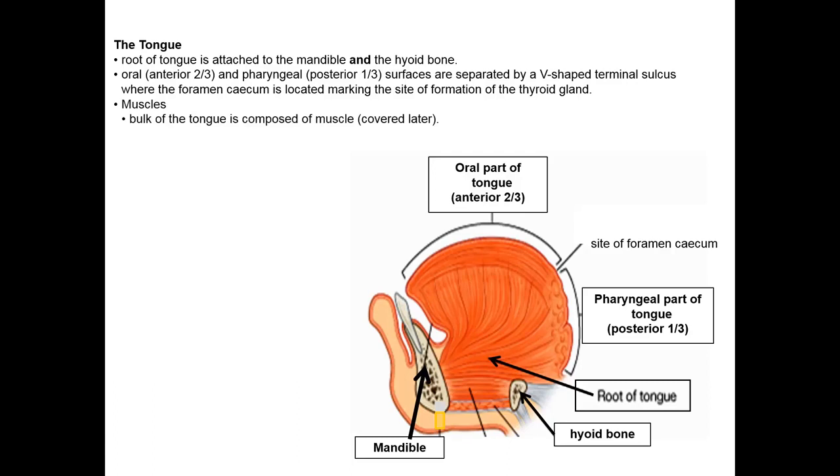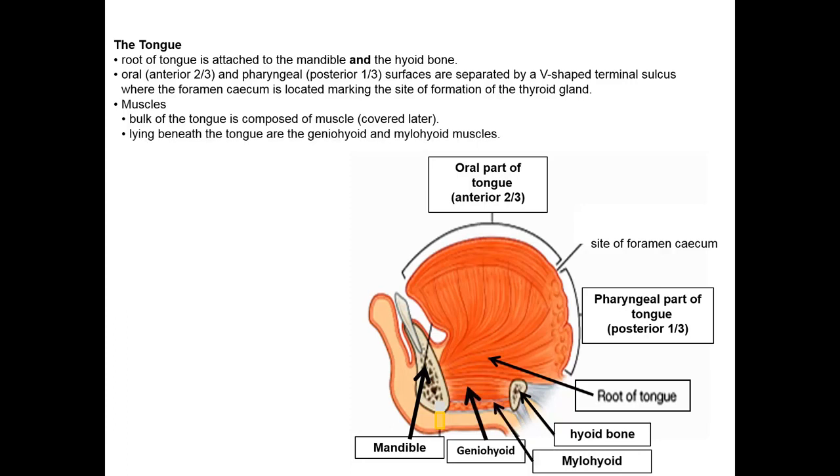There are muscles in the tongue, and the bulk of the tongue is composed of muscle, and I will cover those in a bit. And then lying between the tongue are the geniohyoid and mylohyoid muscles.